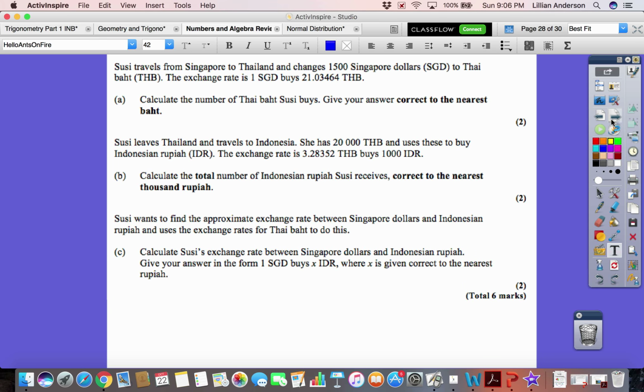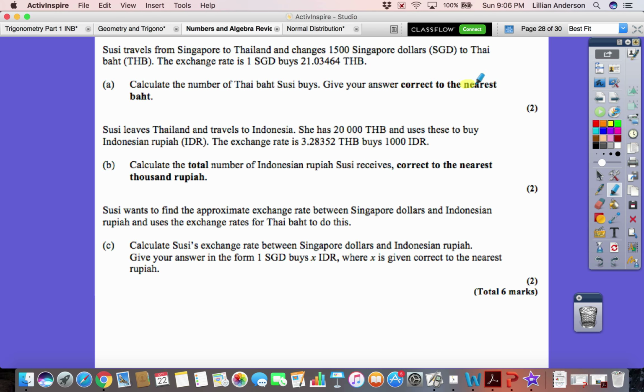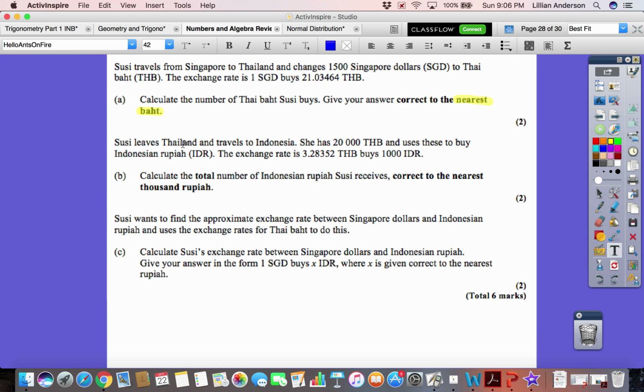For question 4. Okay, question 4 says Susie traveled from Singapore to Thailand and changes 1,500 Singapore dollars to Thai baht. The exchange rate is given to you, and it asks you to calculate the number of baht Susie buys. You've got to give your correct answer to the nearest baht. Now, the biggest issue I saw here, where a lot of you guys lost the FP point, the financial penalty, is that you forgot to round to the nearest baht. So that is to the nearest whole number. This one told you basically how to round, and you had to round to the nearest baht.